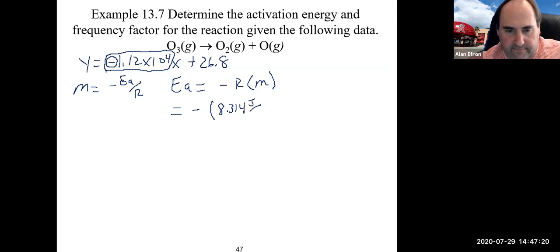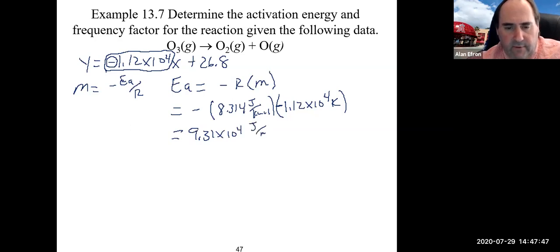8.314 times our slope, which would be 1.12 times 10 to the 4th, and really Kelvin. And here this would be negative as well. So we have negative, and negative is going to turn us into a positive. And we will get something like 9.31 times 10 to the 4th joules per mole.